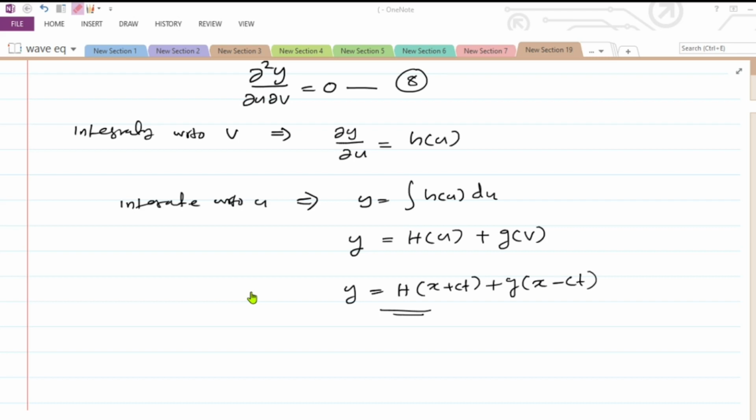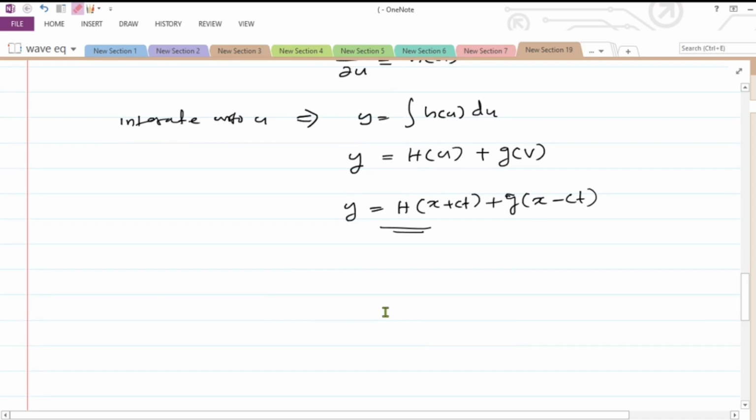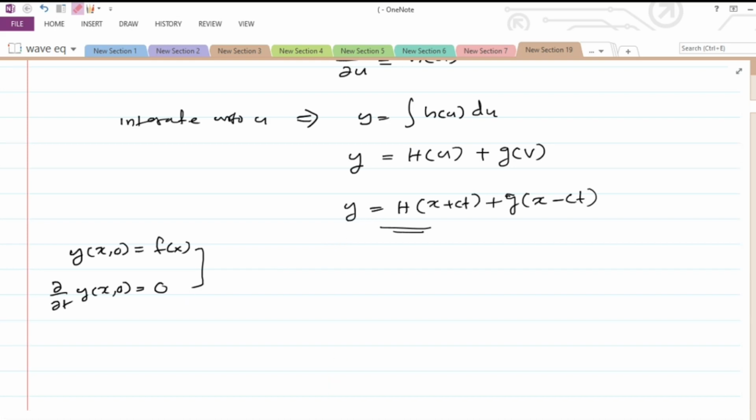So this can be taken as the general solution for the one-dimensional wave equation by using D'Alembert's method. Now we'll determine capital H and small g. To determine that, first let us take some initial conditions: y of x,0 is the initial displacement f of x, and the initial velocity ∂/∂t of y of x,0 equal to 0. We apply these in the general solution and try to solve for H and g.